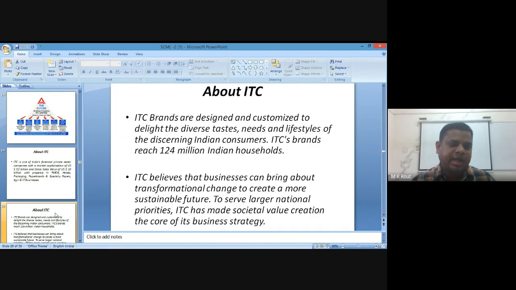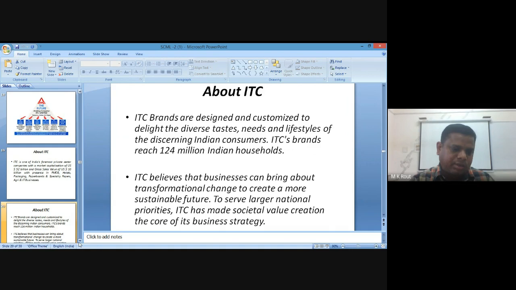As ITC believes, business can bring about transformational change to create more sustainable futures. As I told, most companies nowadays are focused on sustainability. Clear? Because whenever you succeed in the market, they are always in search of sustainability, just like Colgate, or Lifebuoy, soap in that case. To serve larger national priority, ITC has made societal value creation the core of its business strategy. That is the most important strategy, which is basically focused on a sustainable future for the ITC brand.